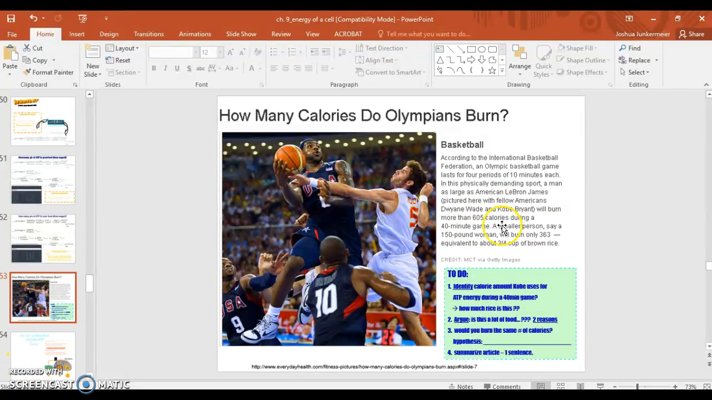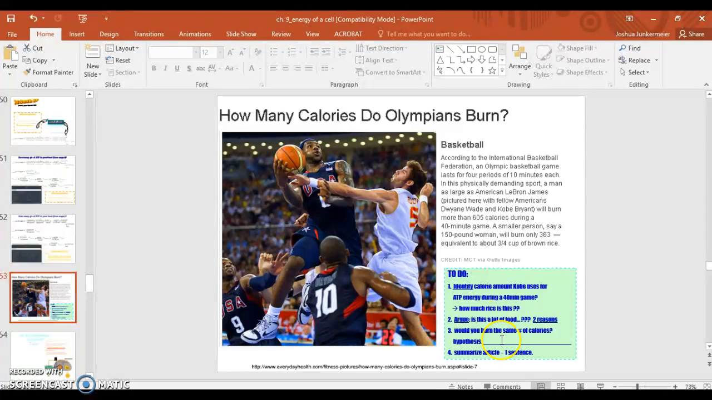So the first task is finding out how many calories are burned by Kobe Bryant in a 40-minute game. Your next task is identifying, according to this article, how much rice it would take to equal the amount of calories he burns in this game, and all that information is in this article. And then you decide, when you find out how much rice equals the number of calories he burns, does that seem like a lot of food to you? And give 2 reasons why you think it is or isn't.